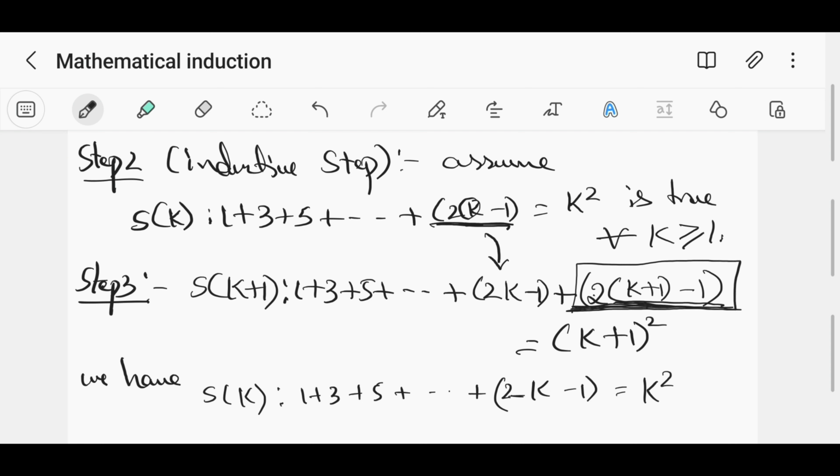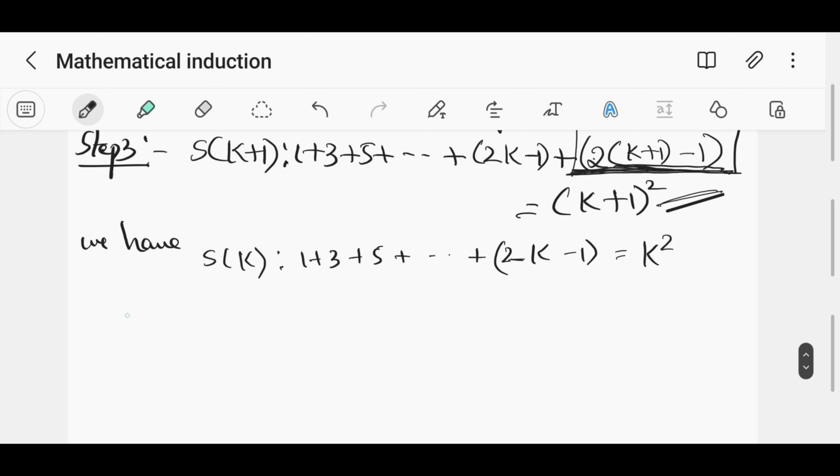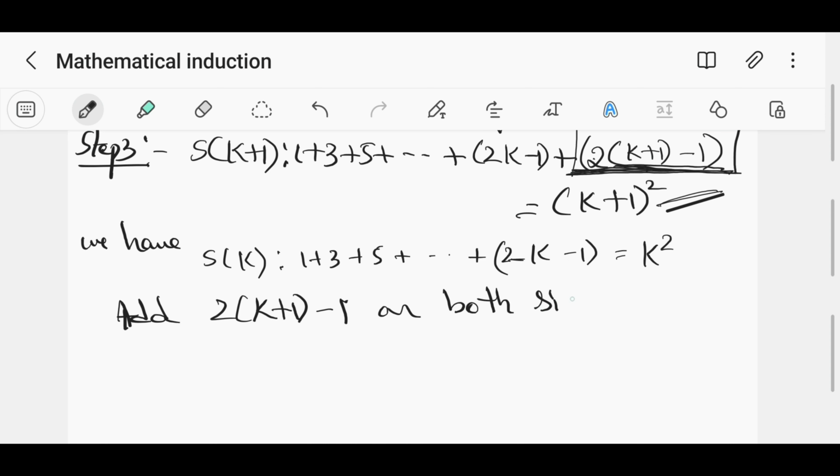Okay, this term we are adding to both sides, because we have to prove this statement. So we will add this term to both sides. Let us see what we get. Add 2 times (k plus 1) minus 1 on both sides. So what do we get?